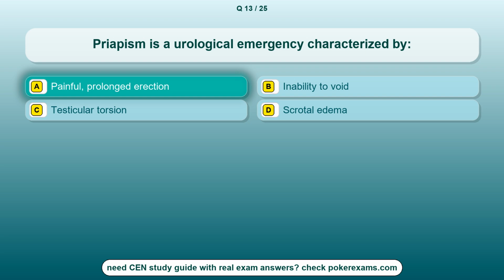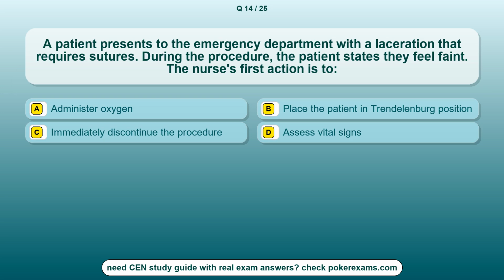The correct answer is option A, painful, prolonged erection. Question 14. A patient presents to the emergency department with a laceration that requires sutures. During the procedure, the patient states they feel faint. The nurse's first action is option A, administer oxygen.